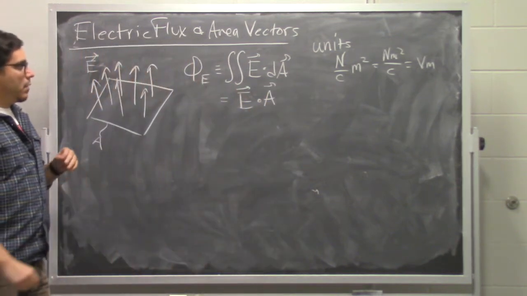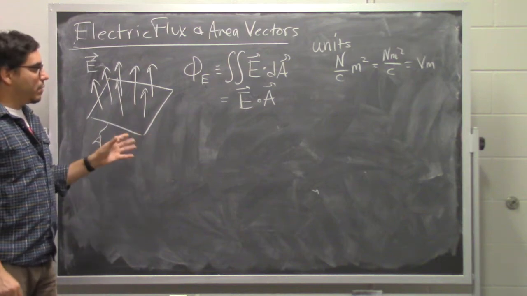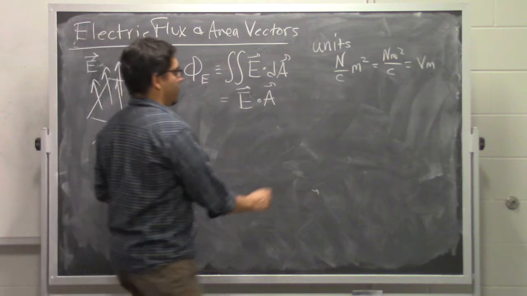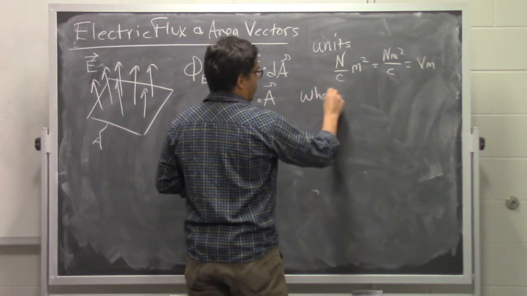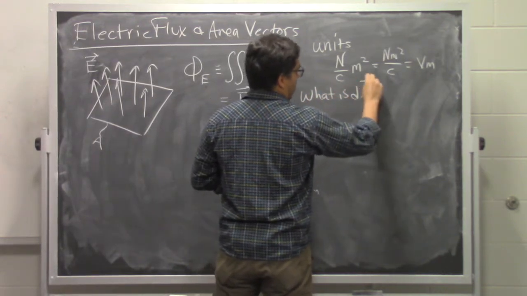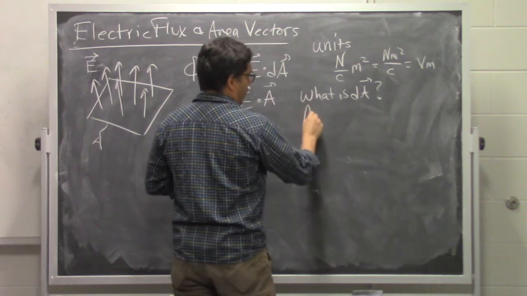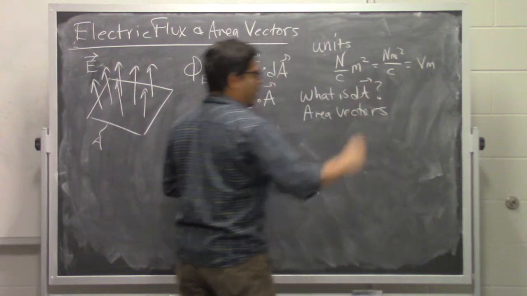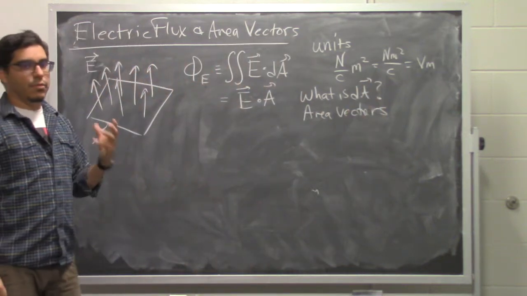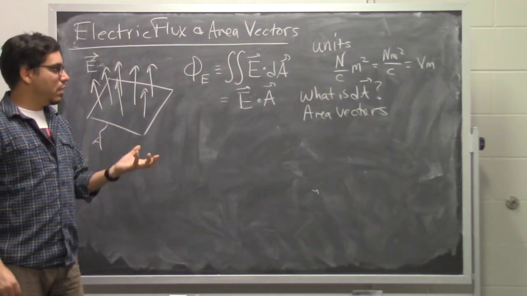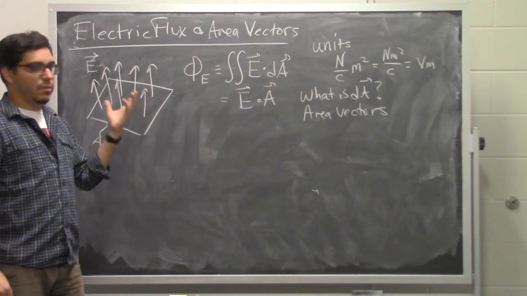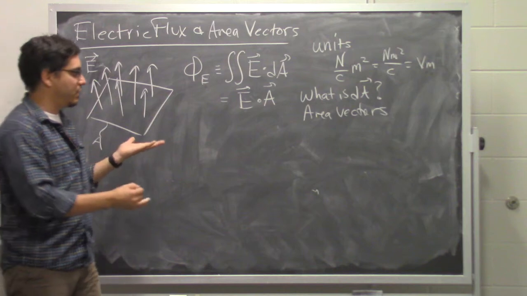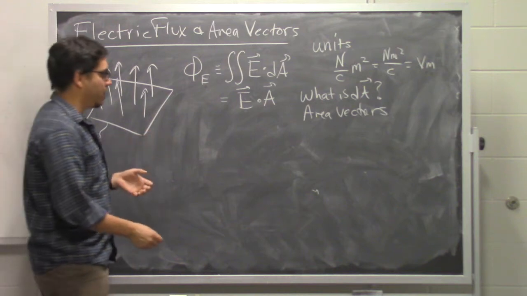Now, the problem with writing all of this is that you're probably asking, well, what is this dA vector? What is this A vector? What are these things? These are what we call area vectors. And they're essentially vectors that describe the orientation of the surface with respect to some other geometry that we have, right? So some specification of the coordinate system, for example.